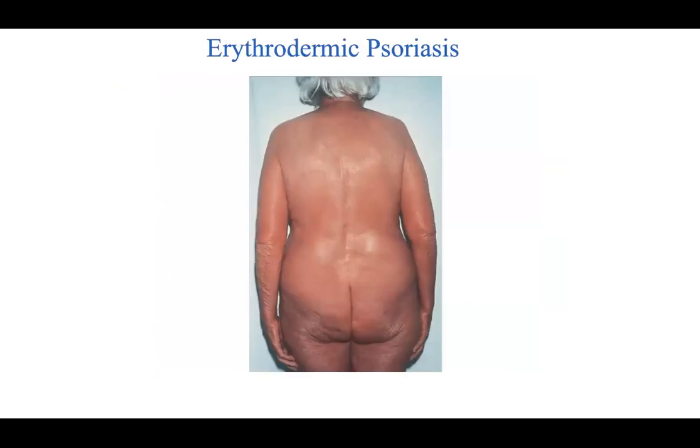Moving on to erythrodermic psoriasis. So this actually doesn't look very much like psoriasis, right? It looks like erythroderma. So greater than 90% of the body is erythrodermic here. And you may not be able to tell that this is psoriasis at all clinically.